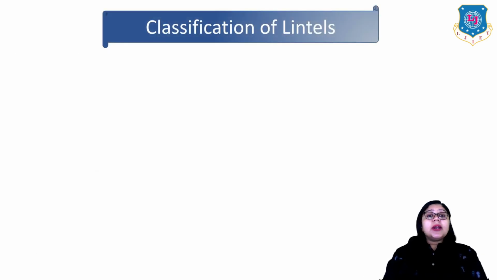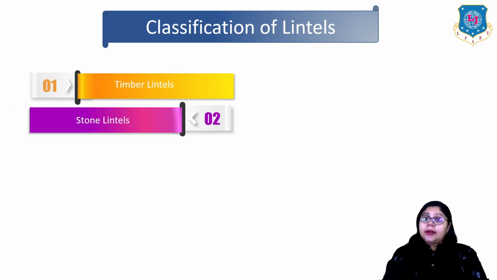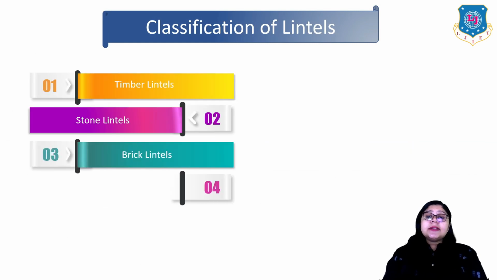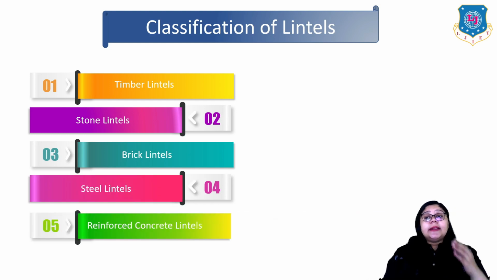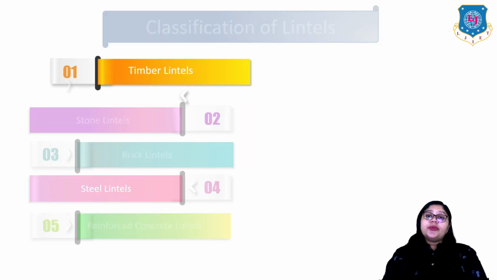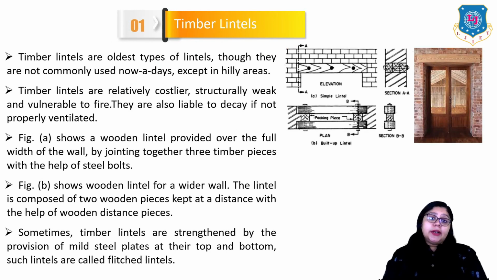Now let us move to the classification of lintels. Here different types of lintels are there. First is the timber lintels, then the stone lintels, then the brick lintels, steel lintels, and lastly the reinforced concrete lintels. So let us start with the first one, which is timber lintels, right?